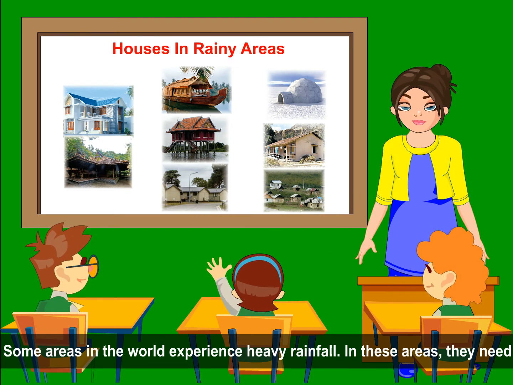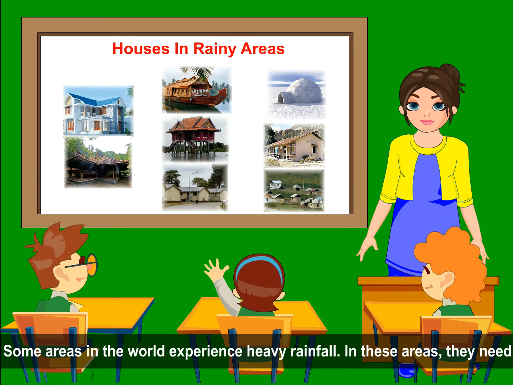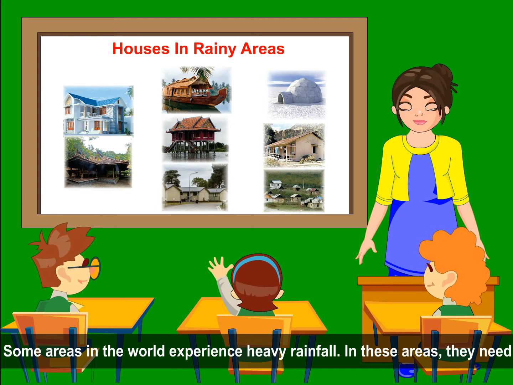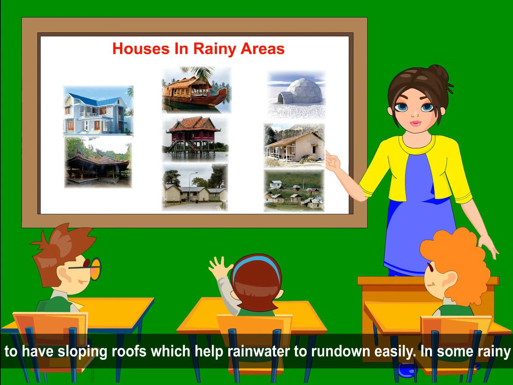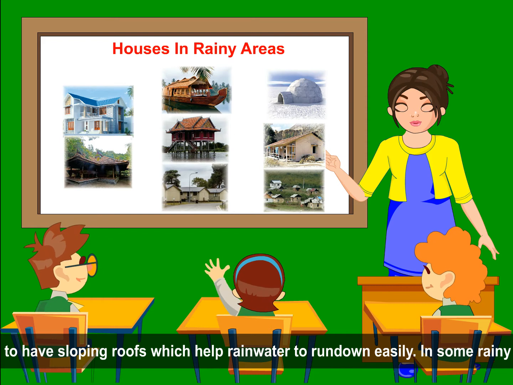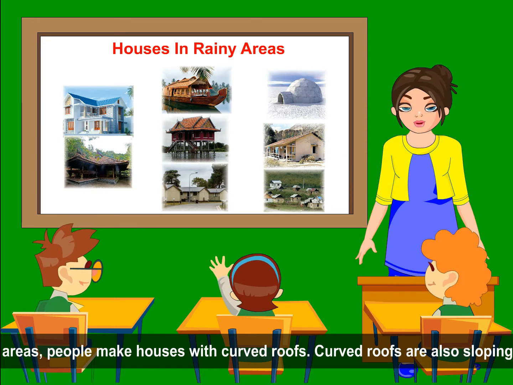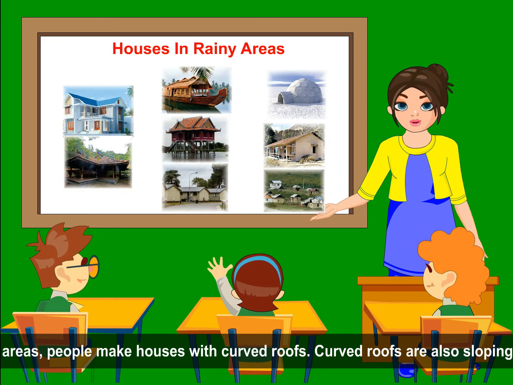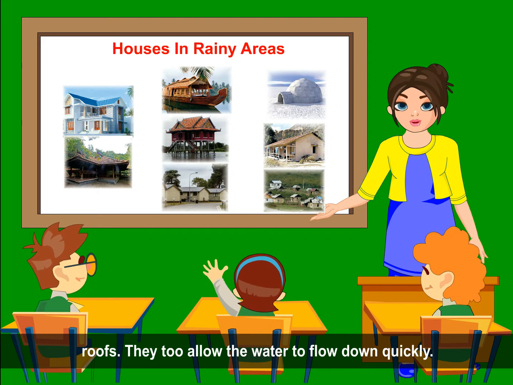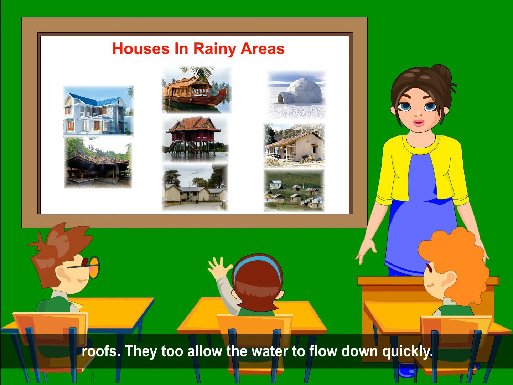Houses in rainy areas. Some areas in the world experience heavy rainfall. In these areas, they need to have sloping roofs which help rainwater to run down easily. In some rainy areas, people make houses with curved roofs. Curved roofs are also sloping roofs. They too allow the water to flow down quickly.